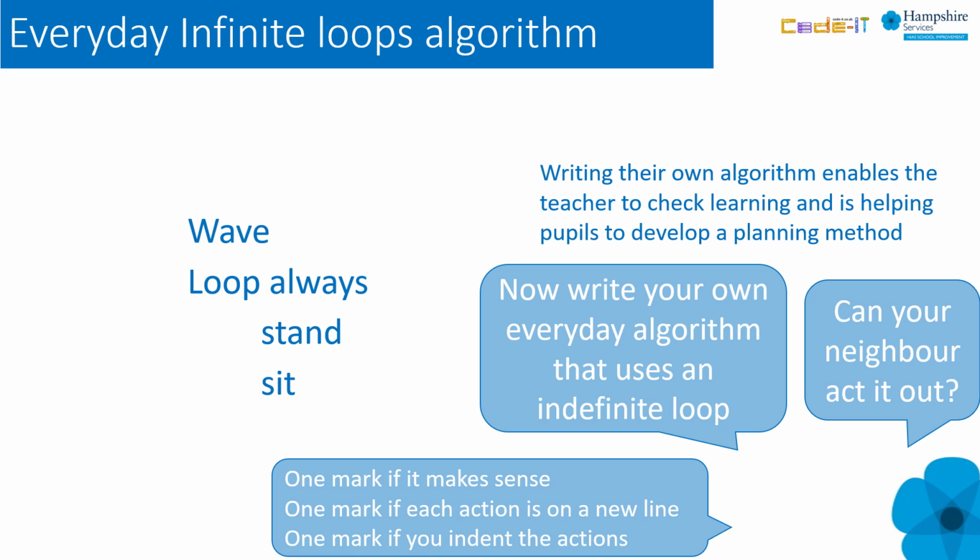When pupils write their own infinite loop in algorithm form, it gives us a chance to check if they understand the concept in one of its simplest forms, and is helping them develop a planning method. Teachers can look out for pupils who included actions after the loop and help them correct their algorithm.